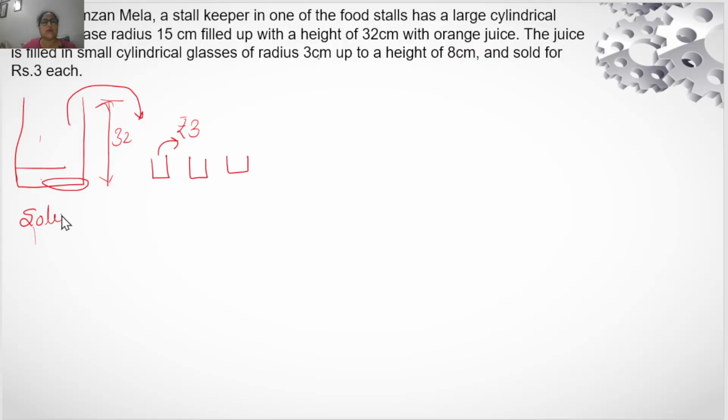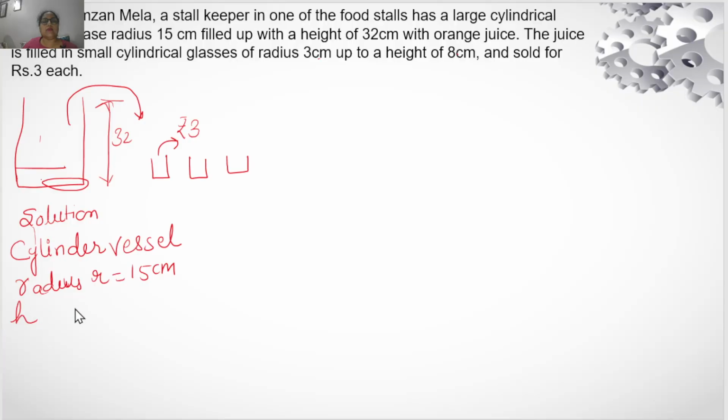I guess you are able to understand. Now, when we talk about the solution, the very first thing we need to find out is the volume of juice filled in the cylindrical vessel. So first we will write the dimensions of the cylindrical vessel. Radius is indicated by r, which is 15 centimeter, and height is indicated by h, which is 32 centimeter.